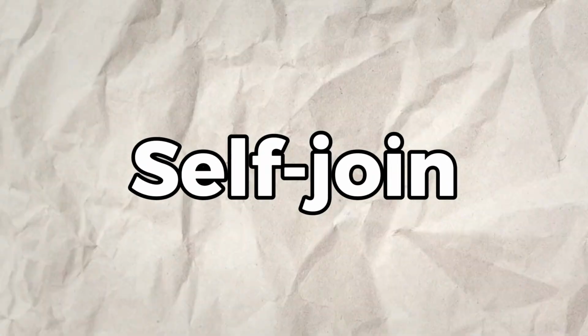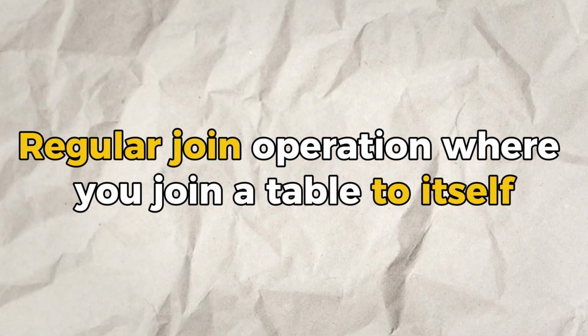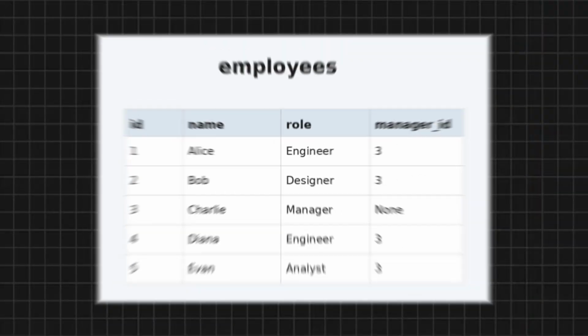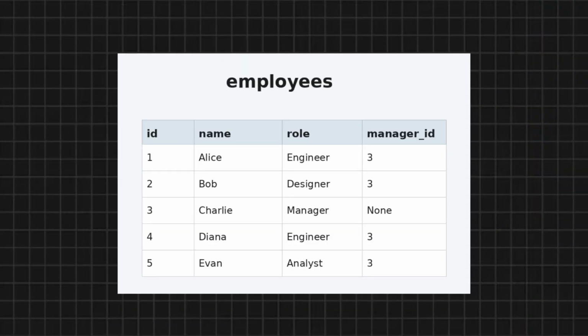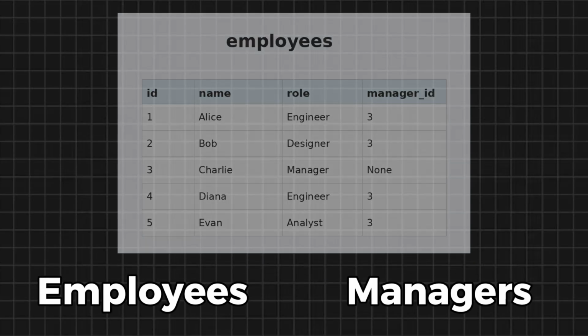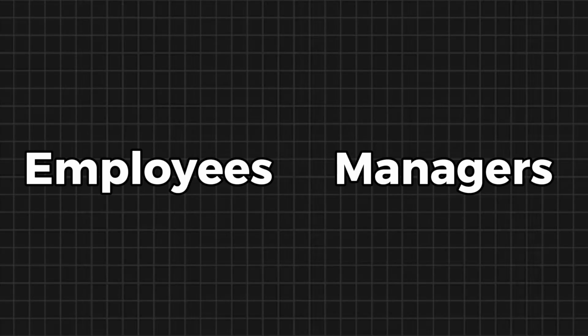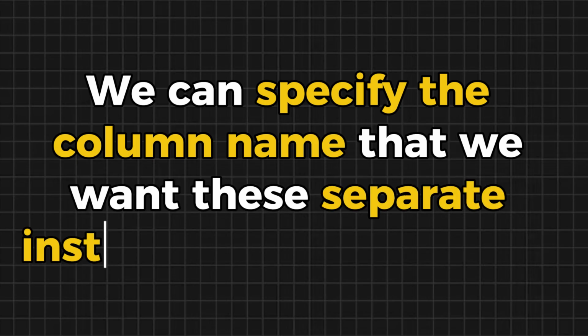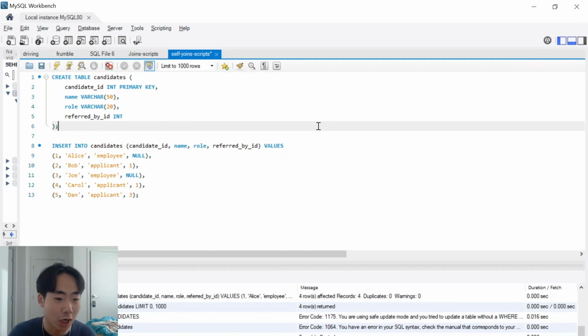The basic definition of a self-join is that it's a regular join operation where you join a table to itself so that you can compare different rows within the same table. So let's break this down even more. Let's just say we have a table filled with some data. If there's some kind of relationship inside that same table, for example, employees and their managers, then we can explore that even further by treating that table as two separate instances, by specifying two separate aliases. And from there, just like any other join, we can specify the column name that we want these separate instances to be joined on.